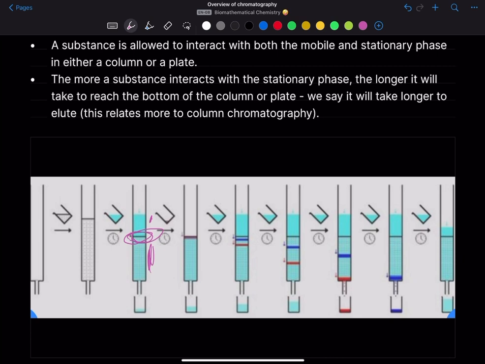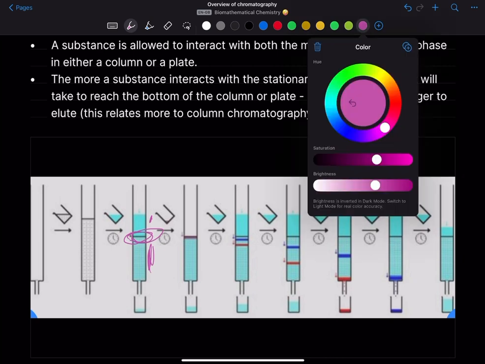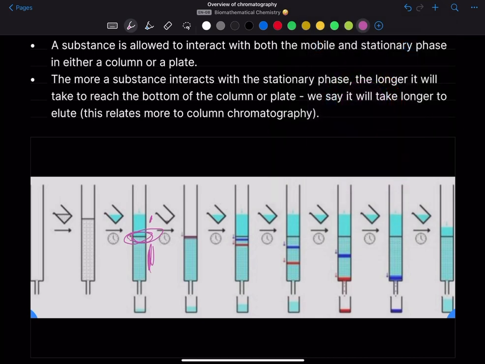Now you see that here. From this example that I can see here, we have a red compound. I can tell that it's probably less polar because it has a faster elution time. See, it reaches the bottom first, so it has a smaller elution time, which means that it elutes faster, which means that it has a weaker affinity to the stationary phase, and a higher affinity for the mobile phase.